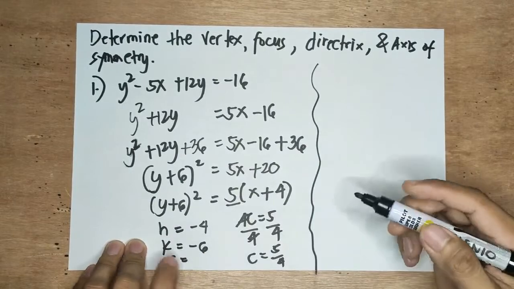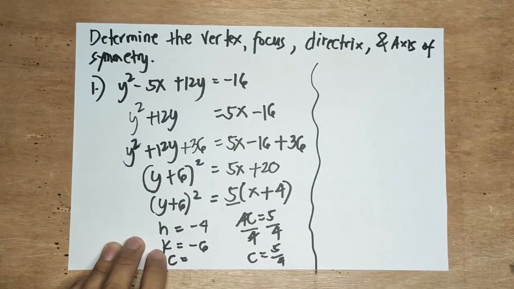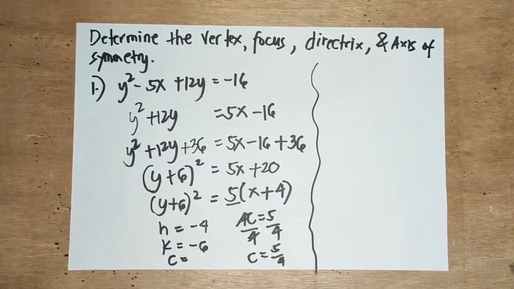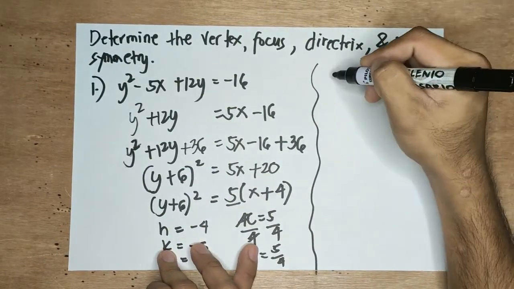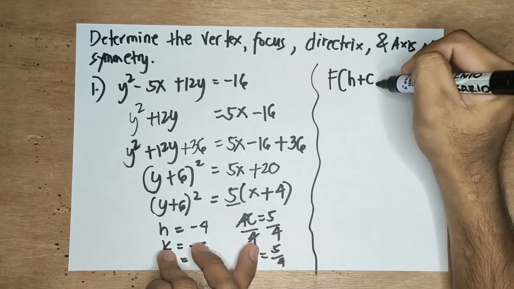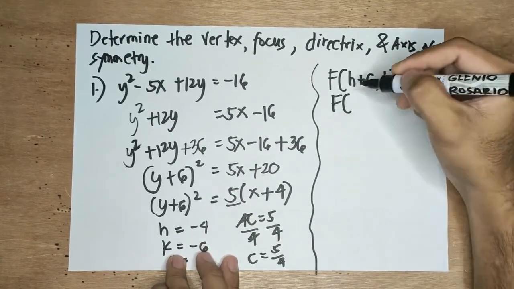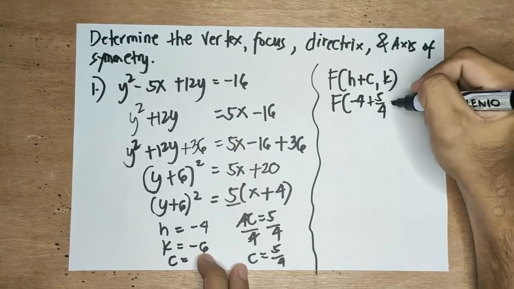Since we already have the essential values h, k, and c, we can immediately identify the vertex, the focus, the directrix, and the axis of symmetry. How do we do that? We go over to the table that I provided you. This is a parabola which opens to the right, kasi positive yung nandito. Using the formulas there, the focus is at h plus c, k. Isa-substitute lang natin yung h, c, at k. We have h is negative 4 plus 5 over 4, and k is negative 6.